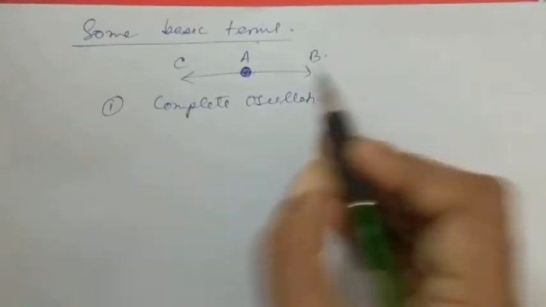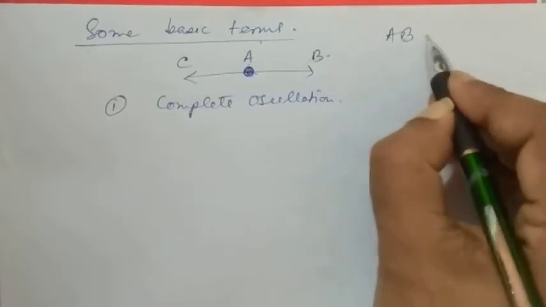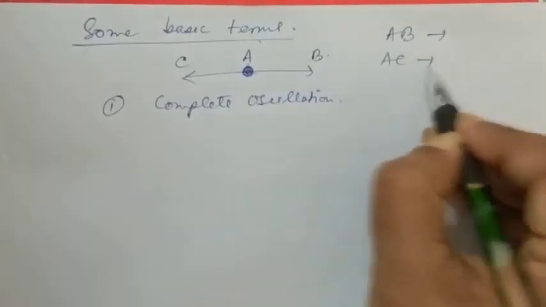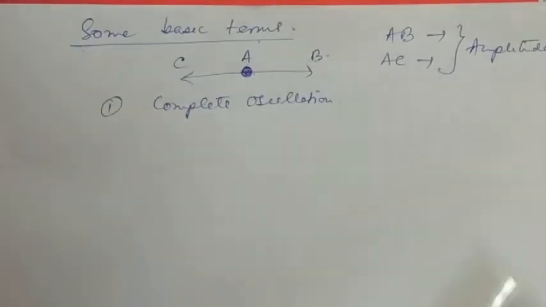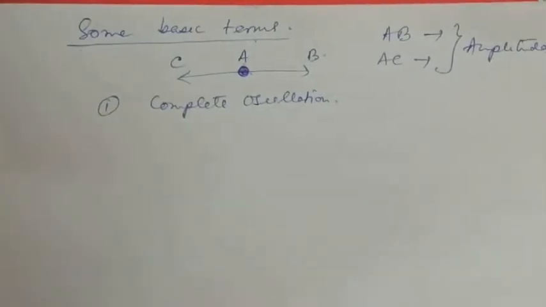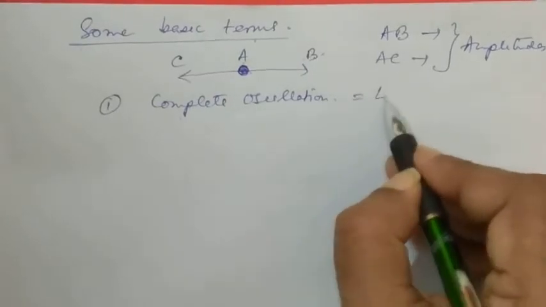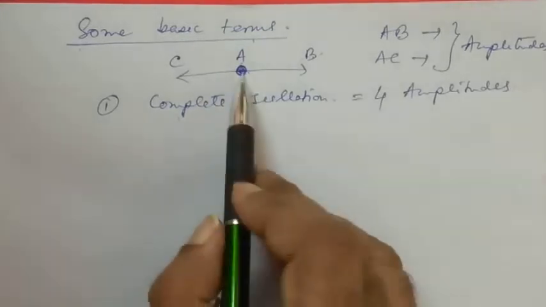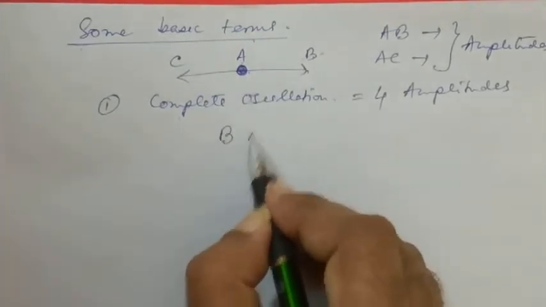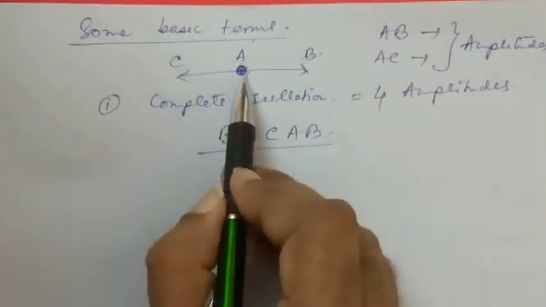Now this A to B, we know this as amplitude, for the movement from A to B or from A to C. These are known as amplitudes. These amplitudes should be fixed for an oscillatory motion. Now complete oscillation means the particle will have to complete 4 amplitudes. It can be in this fashion. If you start from B, you have to move to A, to C, then to A, and then to B again. That means 1 amplitude, 2, 3, 4 amplitudes.